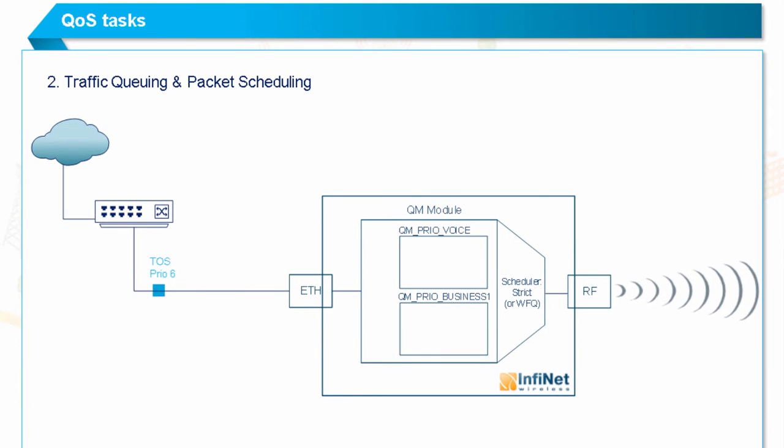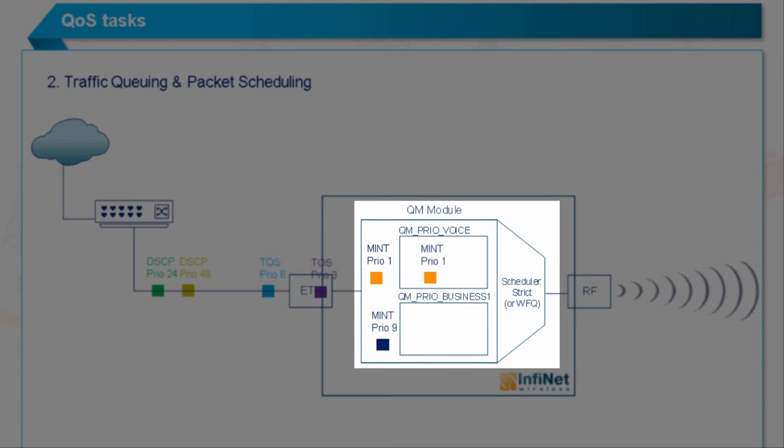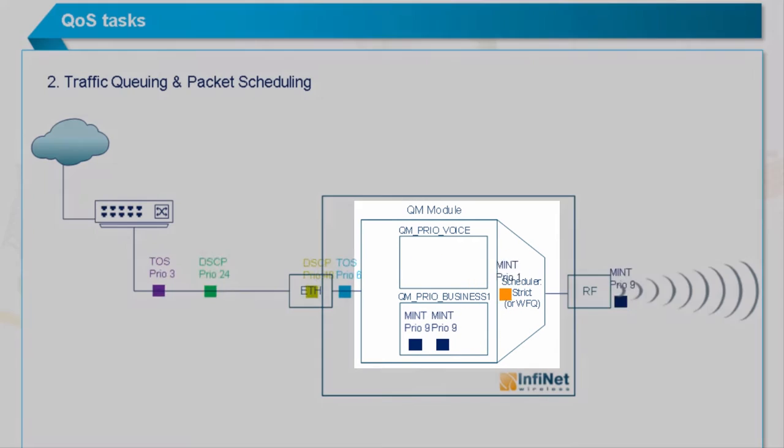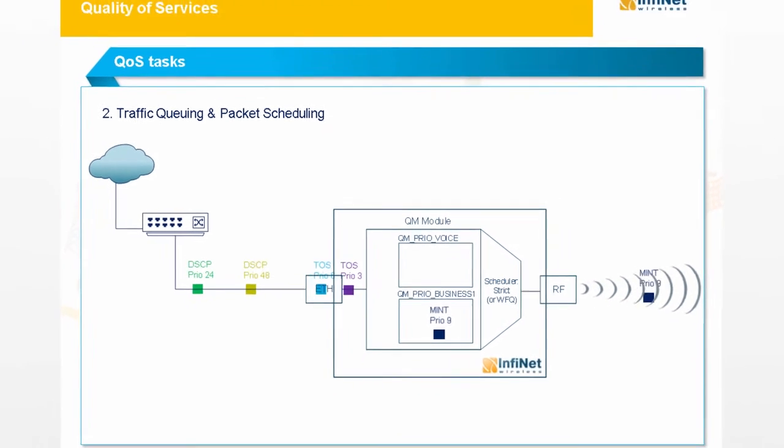In the picture, we can see how packets with different priorities are sent in different queues. Since MINT priority 1 packets carrying voice services are more important, they will take precedence in emptying the queue. For this reason, it can be noticed that the business priority queue is filled in while waiting for the voice traffic to be transferred. The strict priority queuing is used in this example.